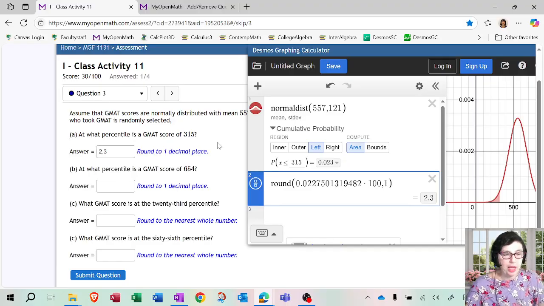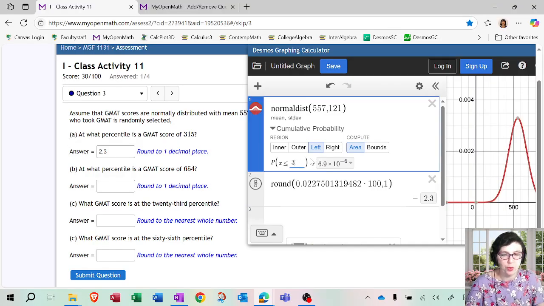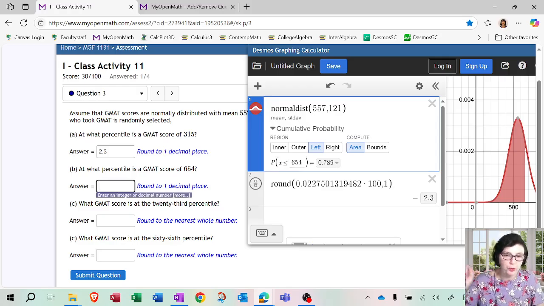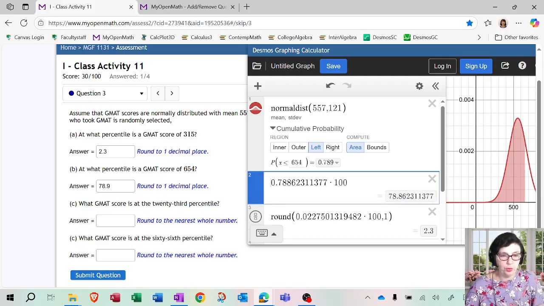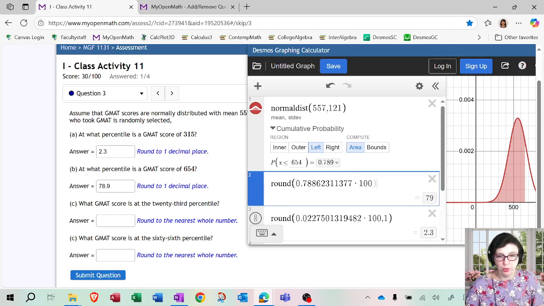The next question says, at what percentile is a GMAT score of 654? So again, they give you the data value and they want you to find the corresponding percent. So the data value goes next to X. So that's 654. Okay, I got 0.789, but I need to multiply this by 100. That just means the decimal point is moved 2 to the right. So this would be 78.9. But if you want to, you can just copy this, export it, multiply it by 100, and then round to one decimal place, which is what they want you to do. And you will see that that's 78.9.